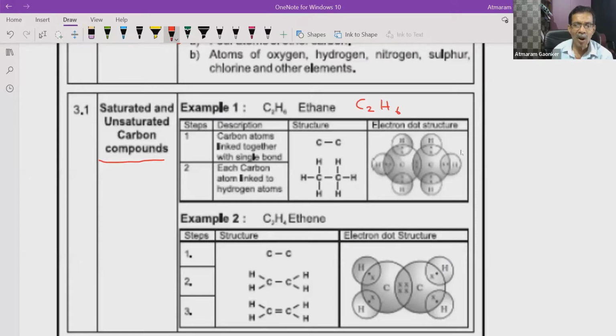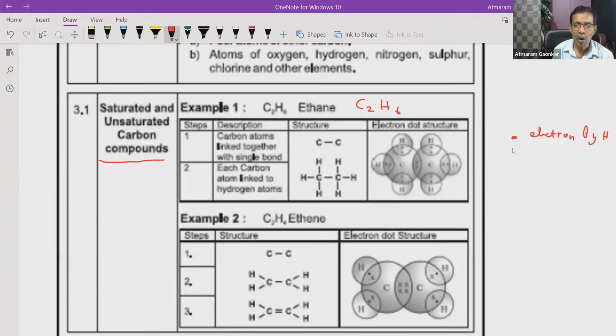And for the electron dot structure, what you have to do is take 2 carbons, and how many hydrogens are there? 1, 2, 3, 4, 5, 6. Here there are 6 hydrogens. So it is 3 hydrogen to 1 carbon, 3 hydrogen to another carbon. So it will become 6. And each hydrogen will share 1 electron, which is represented by a dot in every one. So the dot represents electron sharing by hydrogen.